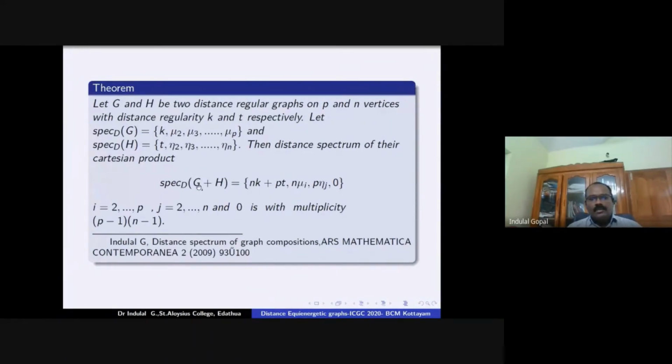Then the distance spectrum of G plus H, where G plus H means the Cartesian product of G and H, are the numbers Nk plus Pt, N mu I, P eta J, and 0, where 0 is with multiplicity (P minus 1) into (N minus 1). And mu I and eta J are respective distance eigenvalues of G and H. And this result appeared in Distance spectrum of graph composition, Ars Mathematica Contemporanea, in 2009.